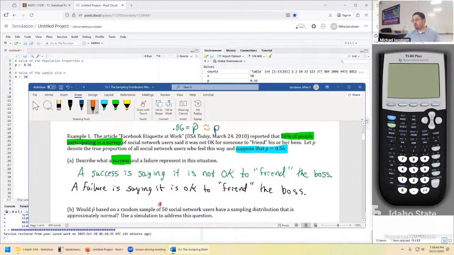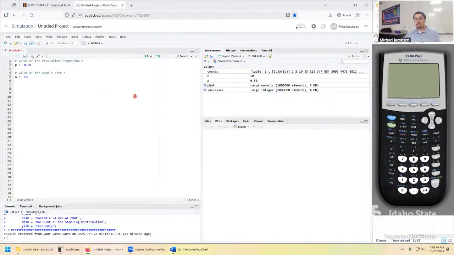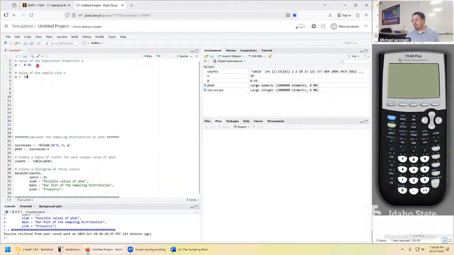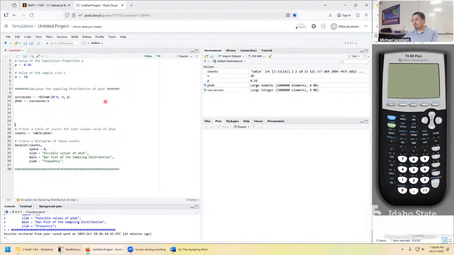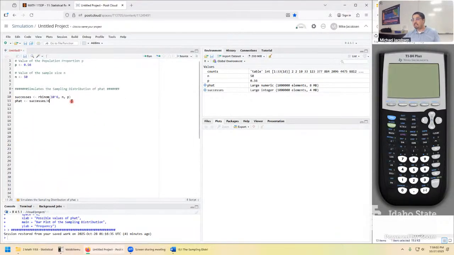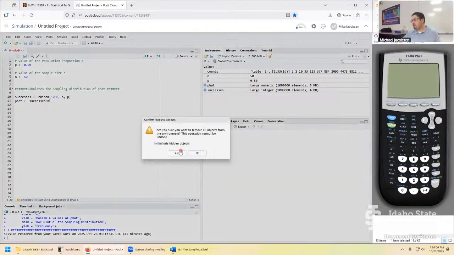Then we said, suppose we're going to deal with p hat based off 50 social network users. So we can do something kind of amazing. We can simulate what would happen here. If the true success rate is 56% or 0.56, this next line is going to simulate the sampling distribution of p hat. This is like doing a study exactly once. Let me clear this out.